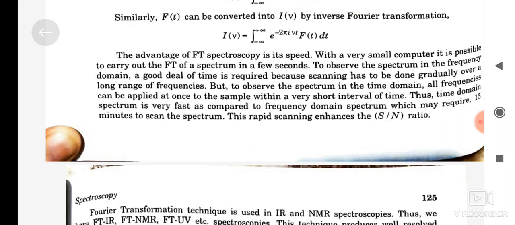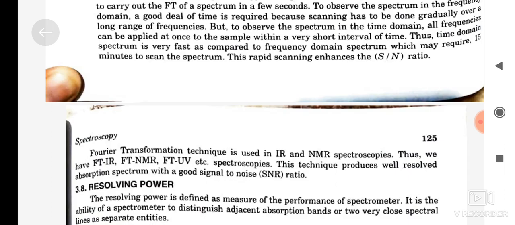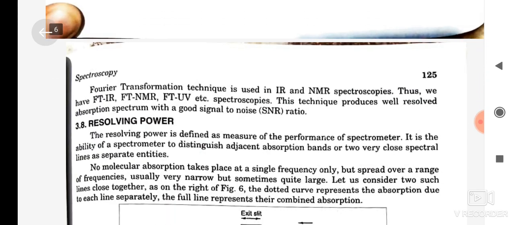The advantage of FT spectroscopy is its speed. With a very small computer, it is possible to carry out the FT of the spectrum in a few seconds. To observe the spectra in the frequency domain, a good deal of time is required because scanning has to be done gradually over a long range of frequency. But to observe the spectra in the time domain, all frequencies can be applied at once to the sample within a very short interval of time. Thus, the time domain spectrum is very fast compared to the frequency domain spectrum, which may require 15 minutes to scan the spectrum. This rapid scanning enhances the S/N ratio.